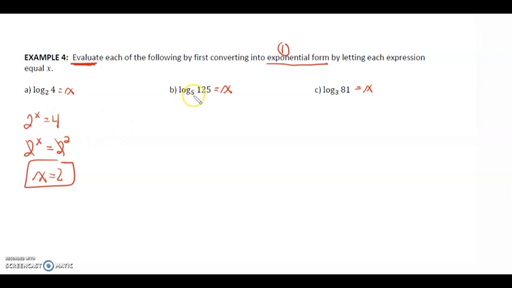Okay. Next one. 5 to what exponent equals 125? So first, exponential form. 5 to the x equals 125. Now, what's 125 written as a base of 5? Well, it's going to be 5 cubed. Drop the 5s, we get x equals 3. And that's how we're evaluating.